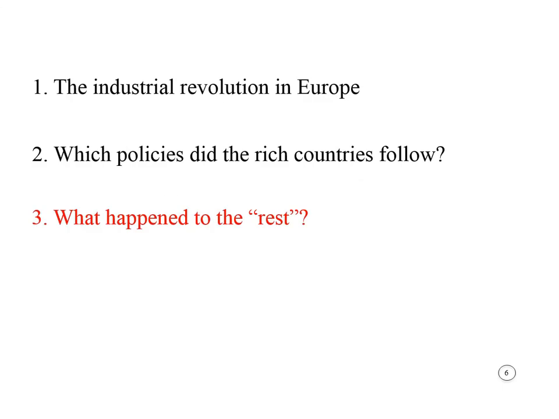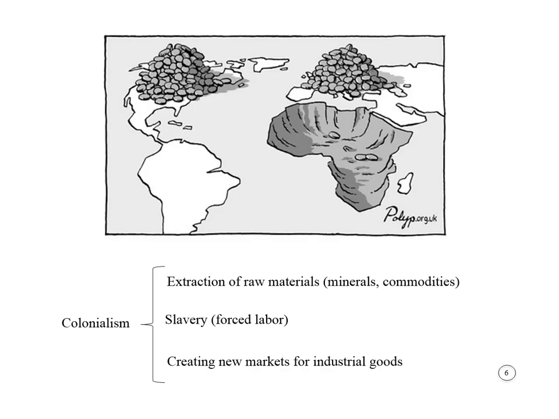The final part of our lecture, what happened to the rest? This is very important because some people believe that the legacies of colonialism are still with us today. Now, colonialism had three important economic impacts. First was extraction of raw materials. That was it. Of course, industrialization in the core countries, in the rich countries, needed raw materials. And the first wave of foreign direct investment coming from rich countries to the rest were on the mining and the raw materials. So in a way, colonialism encouraged the rest to specialize in agriculture and raw material sectors.